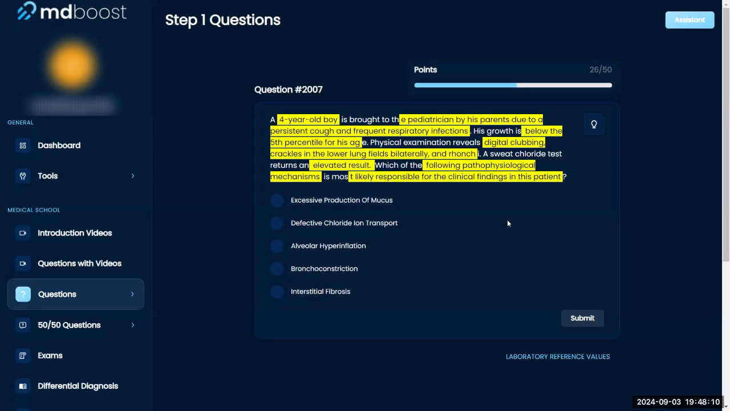Okay, so it's a young kid who goes to a pediatrician for a persistent cough and frequent infections. Digital clubbing, so it's like he is not getting enough oxygen, hypoxic, crackles in the lower lung fields, bilateral rhonchi, and then it says the sweat chloride test. So I'm thinking cystic fibrosis. Good. Cystic fibrosis is dealing with a defect of the chloride channels, and it causes an overproduction of mucus, I believe. Yeah, so defective chloride ion transport.